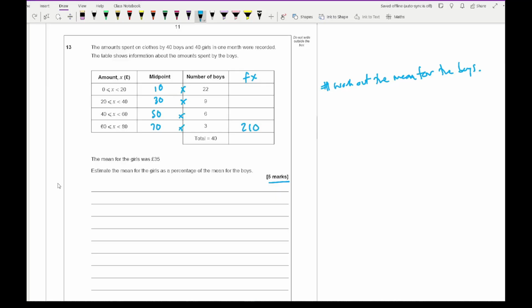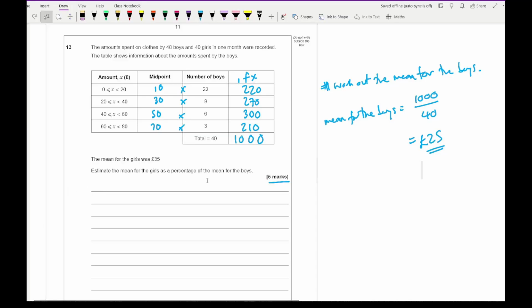I've got 210, 300, 270 and 220. Then all I need to do is add these numbers up, in which 9, 10 and 5 and 10, so I'll get 1000. So for this, to work out the average, the mean for the boys, it's going to be 1000 divided by 40, which is going to give me £25.